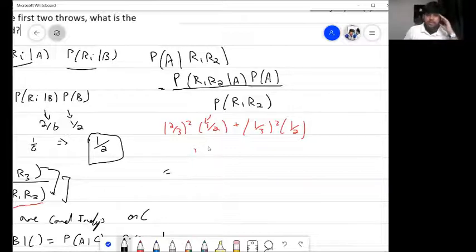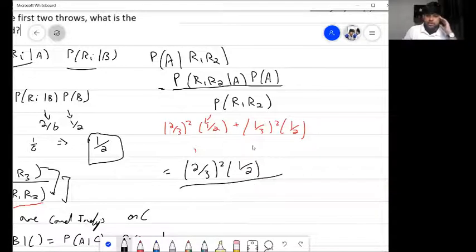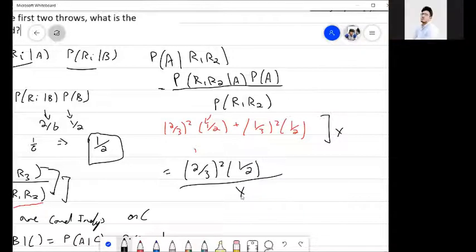So what is the upper term? R1, R2 given A. So in both throws it came on A. So that's 2 upon 3 square, 1 upon 2, and whatever the denominator term was that we got here. I'm going to write this as X. So, yep, that's essentially we're done. Okay. So we're done with this.